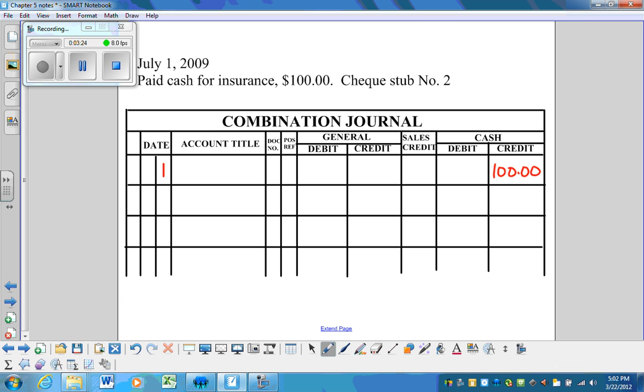The second part we know has to go into prepaid insurance, but it doesn't have a special column for prepaid insurance. So we're going to use the general debit column for that, $100. But then you need to name the exact account it's going into, and you would put prepaid insurance in here.